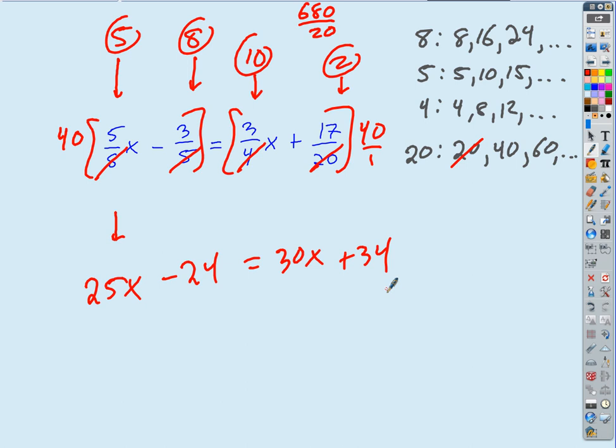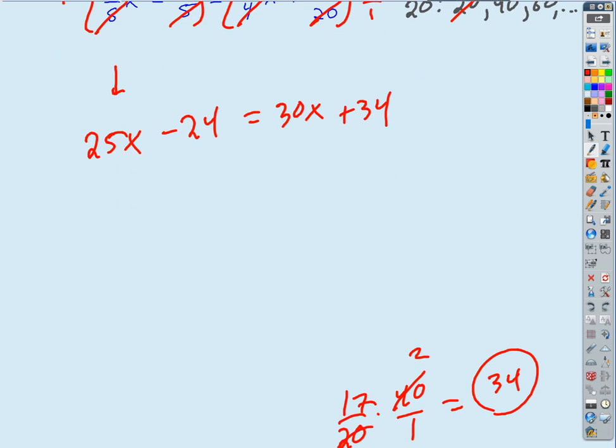Now remember, how come that works so well? Because we picked 40 to clear the fractions. If we weren't clearing the fractions, would you expect that every time things are going to work like that? No, not always. But when you're clearing fractions, it will always work that way because that's why you picked the number, okay? And if we continue with this one, what would we do next?